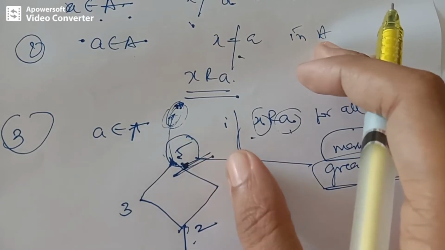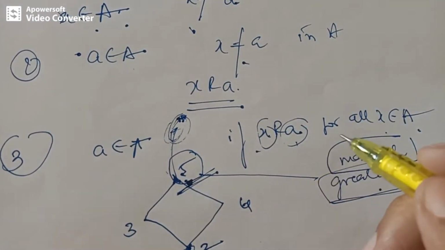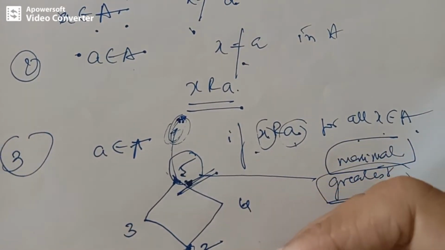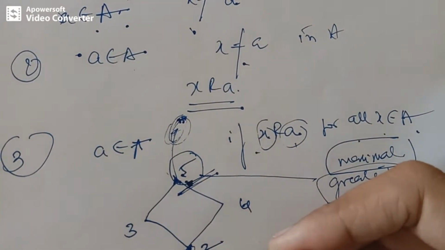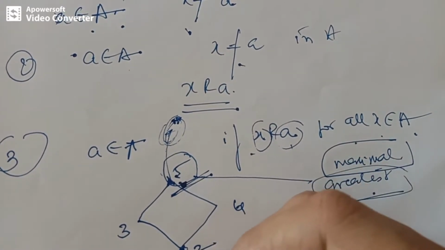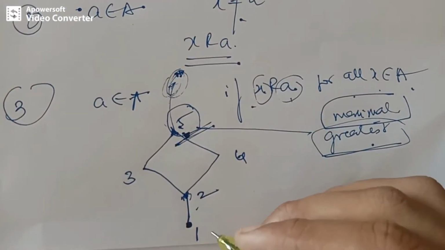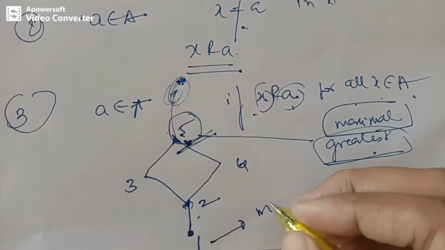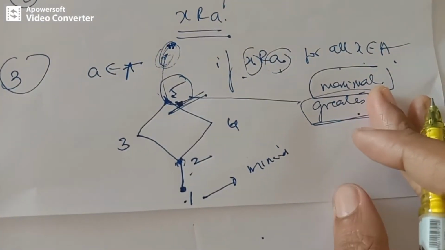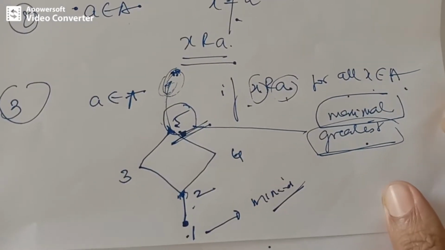Next, according to the definition of minimal element, there should not be any edge terminating or reaching that particular point. According to this Hasse diagram, 1 is termed the minimal element because I do not find any edge reaching the vertex 1, right? Therefore, 1 is called the minimal element.